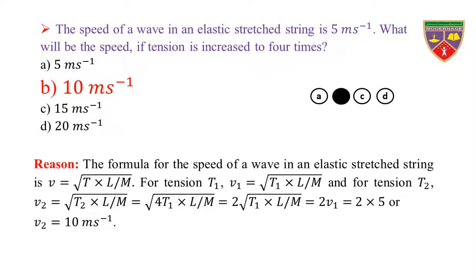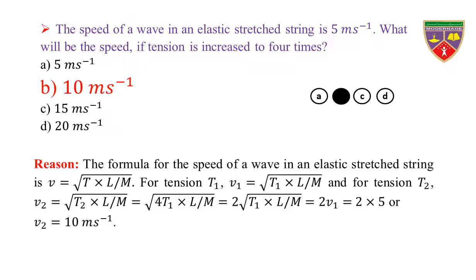Reason. The formula for the speed of a wave in an elastic stretched string is V is equal to square root of T into L divided by M. For tension T1, V1 is equal to square root of T1 into L divided by M. And for tension T2, V2 is equal to square root of T2 into L divided by M, which is equal to square root of 4T1 into L by M, because T2 is equal to 4T1.